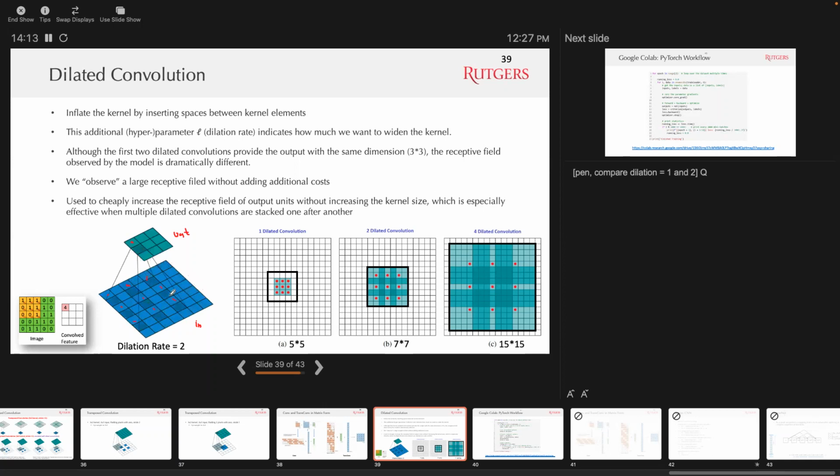And sometimes, if you want to keep the feature map size, you would need to pad a lot on the periphery in order to get the same feature map. So that's another, I would say, disadvantage of dilated convolution. Yeah. Cool. Good questions. Any more questions?